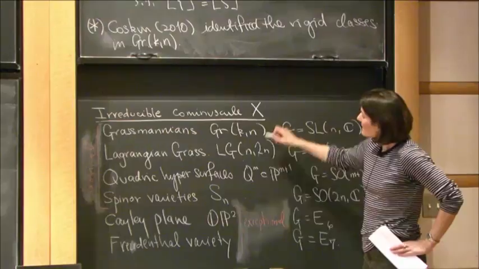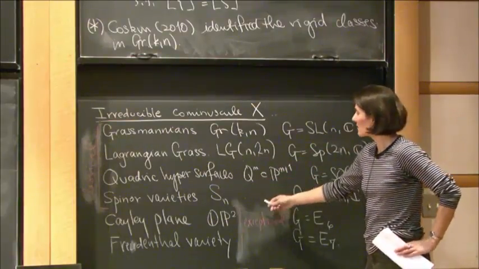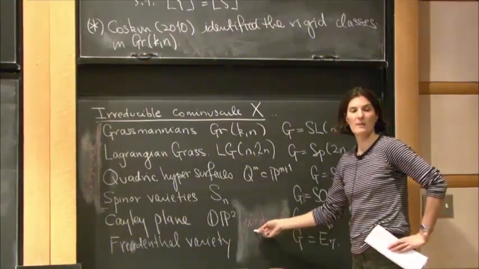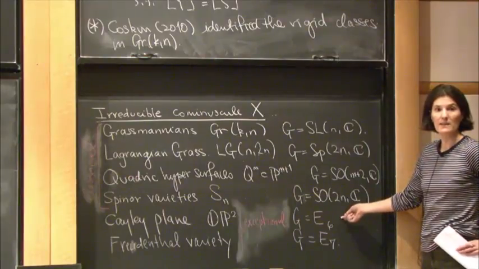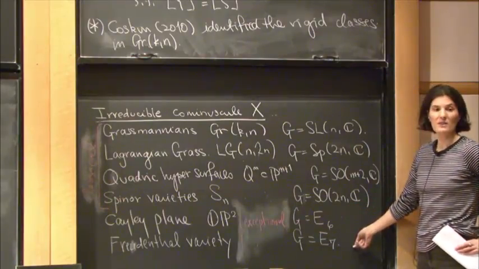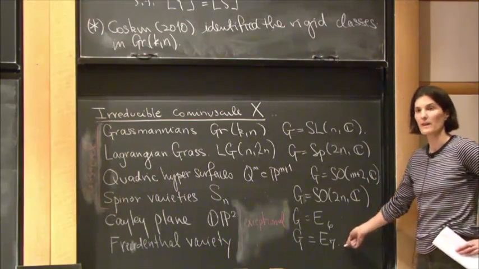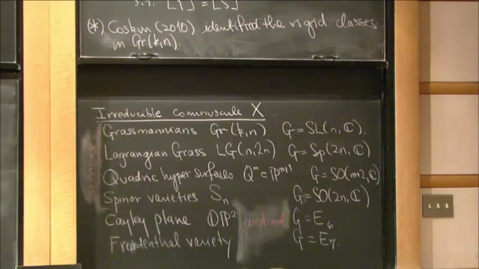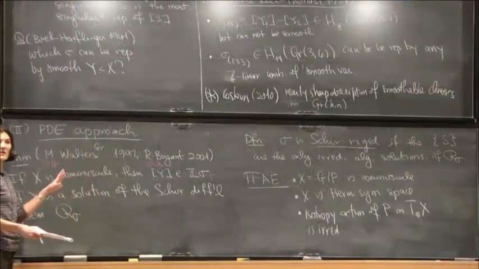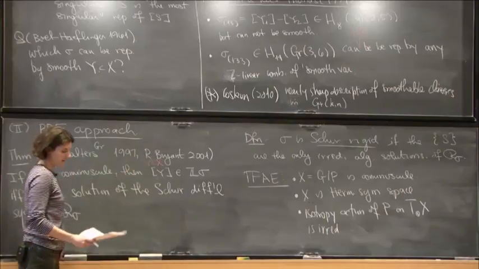So these are the classical series. That's what I mean when I say classical. And then there are two exceptional cases. The Cayley plane, which is homogeneous with respect to the exceptional Lie group of rank 6, and the Freudenthal variety, which is homogeneous with respect to the exceptional simple Lie group of rank 7. So those are the objects that we're talking about from now on. If you like, you can continue just to think about the Grassmannian, but any one of those is fair game.